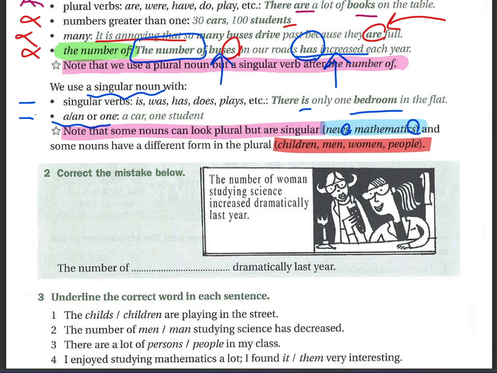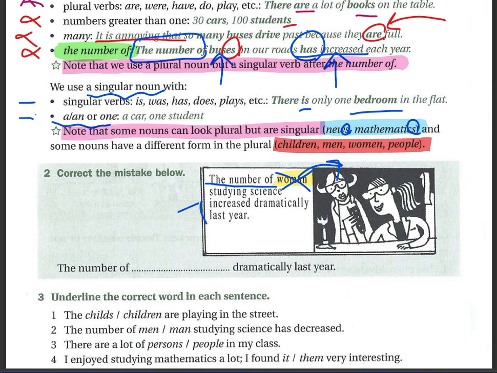Very good. Look at number 2. Correct the mistake below. We have a sentence. The number of women studying science increased dramatically last year. So we have the structure, the number of. So after that, here, we should have a plural noun. So it should change to woman.